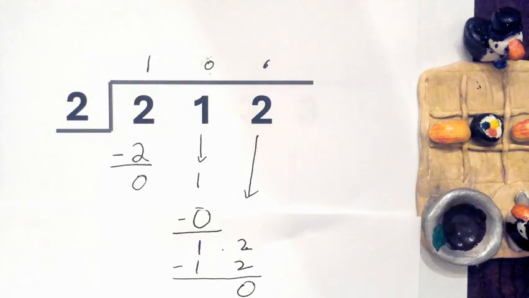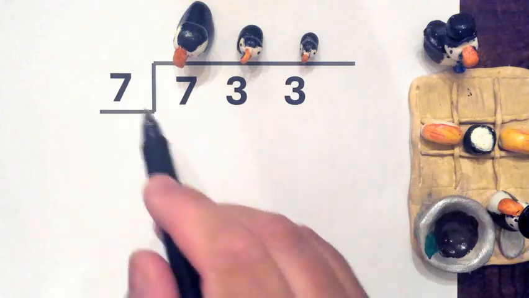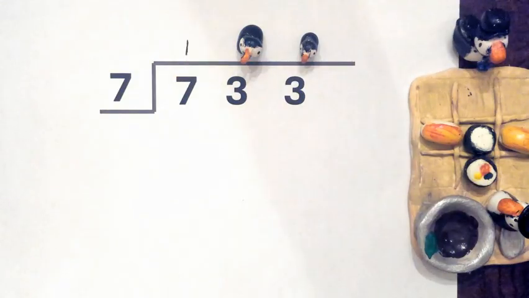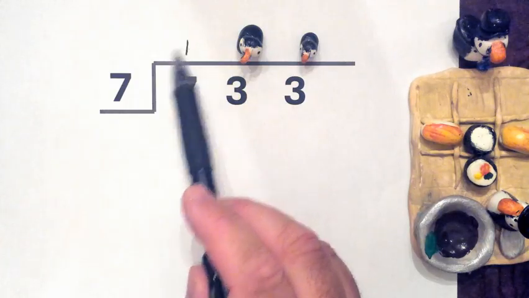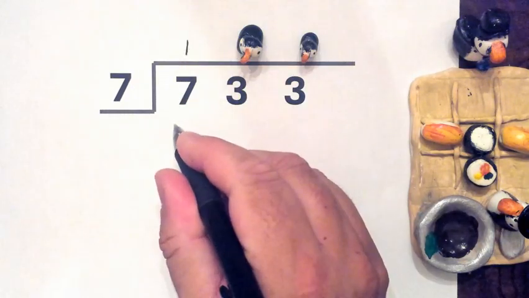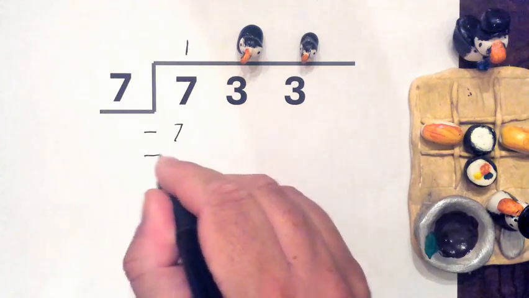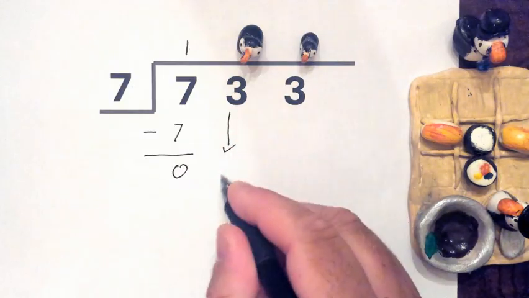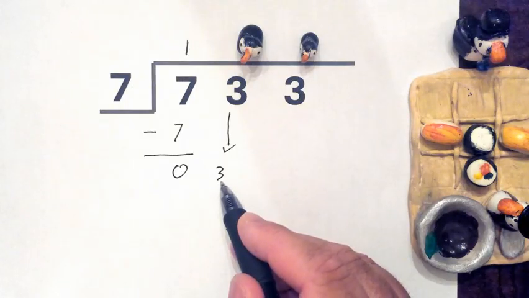So let's go on to the next example. Start with divide. 7 goes into 7 how many times? 1 time. Then we go to multiply. 1 times 7 is 7. Then subtract. 7 minus 7 is 0. We're going to bring down the 3. So it gives us a 3 right here. Now we repeat back to the divide. We divide, multiply, subtract.